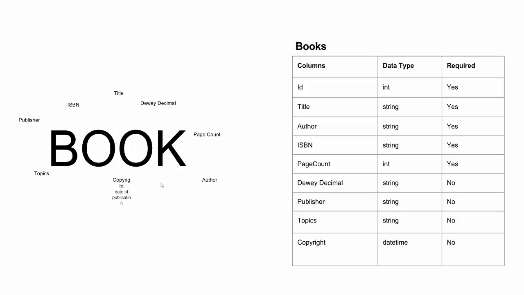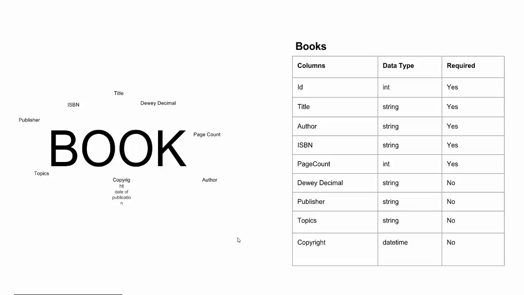It's a nice to have, but not necessarily required. Every book does have a publisher, but not having the publisher doesn't really make or break it. Topics, much the same way. They'd be nice to have, but not necessarily required. And the copyright information, in the same vein of thinking, is not necessarily required, but it's definitely a nice to have. So we've got it in there, but not as a required field.